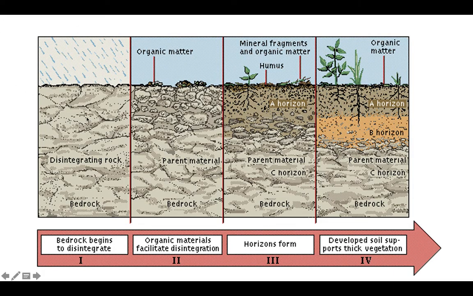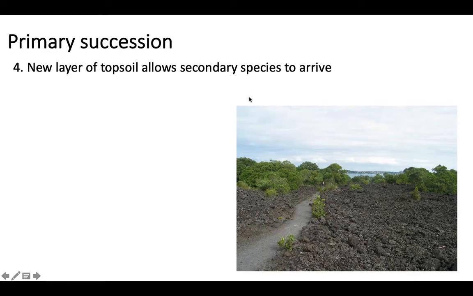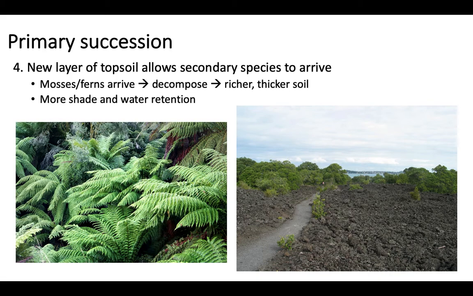As the soil continues to form, right, more species are going to be able to arrive. So over time, the rock is going to get broken down, organic matter is going to build up, and eventually the soil will be thick enough that things like secondary species, as I call them, like ferns and other mosses, maybe some small plants, will be able to arrive, and they too will die. They will decompose and contribute to richer, thicker soil. They will also help retain water in the soil and provide more shade for some species that can't survive in harsh light conditions.